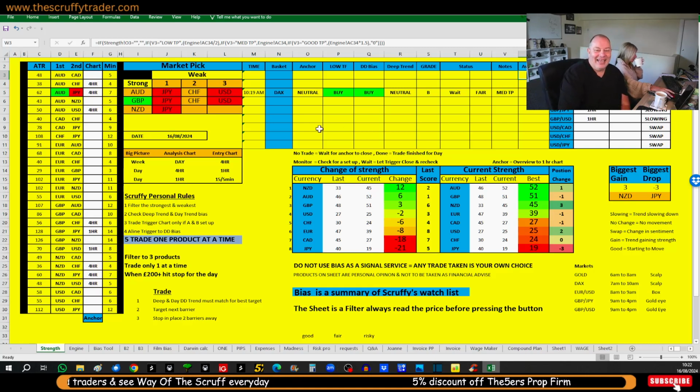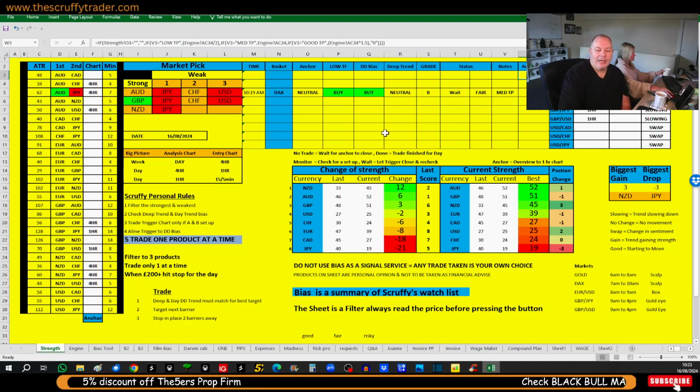Right. Buy, neutral, B trade, wait. All right. So if I'm waiting, that means I have to gauge the trade. I can't go straight to market. I have to wait for it. It's a medium TP, 16.